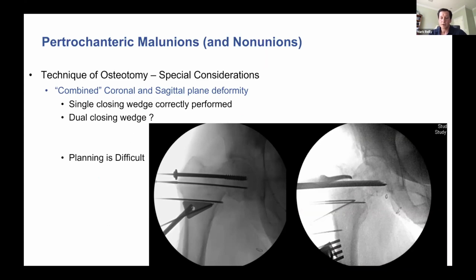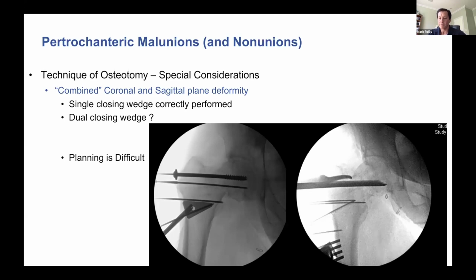And so you can see that on the left, this isn't an intertrochanteric malunion, but it's just a description. You can see on the left, I've got wires that are set up for my wedge resection. On the right, you can see there are two cranial wires. One is more cranial than the other. That's for a 10-degree correction in the sagittal plane.